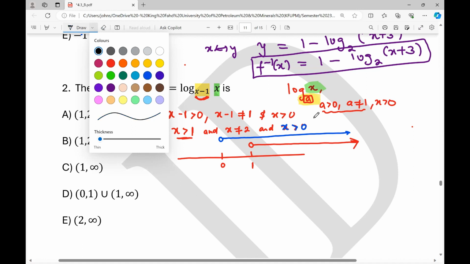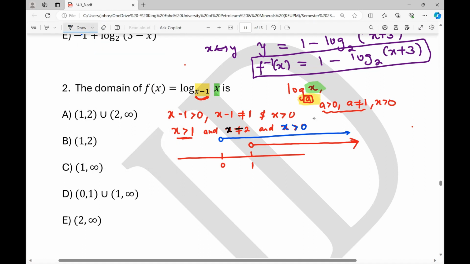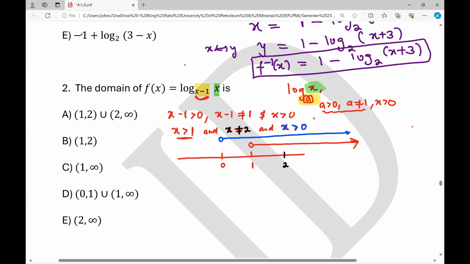Let's use the black one. So this is X is not equals to 2. So it means that if this is 1, this is 2. So it means we have to open everything at where? At 2. So it means this also has to be open. This also has to be open at 2.